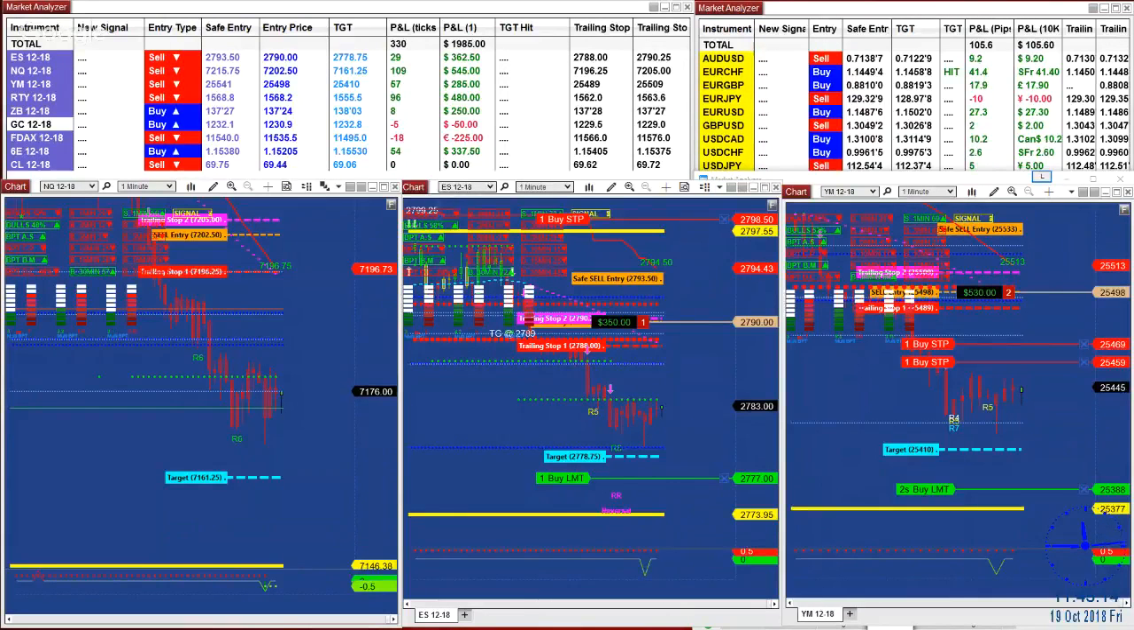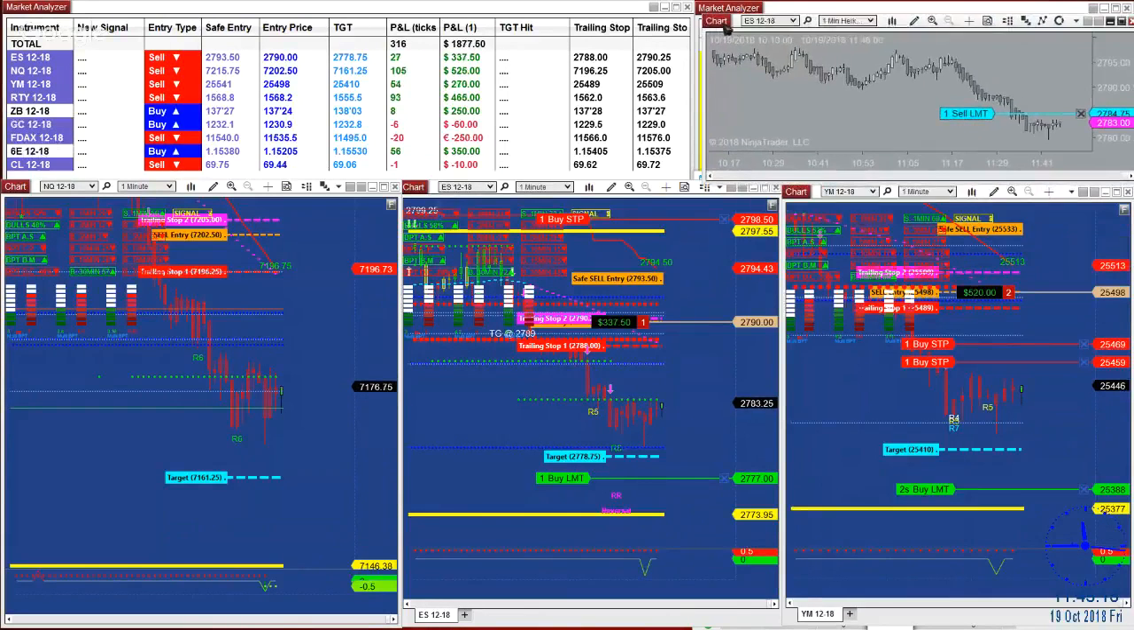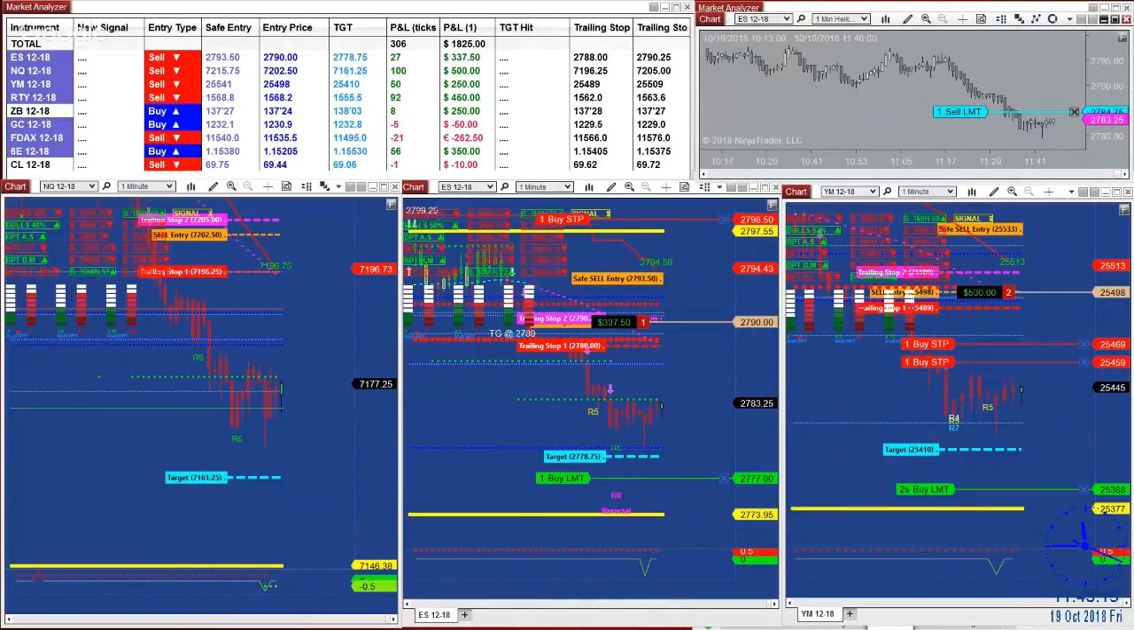For the pullback re-entry on the ES, you can do this one here, 84.75.